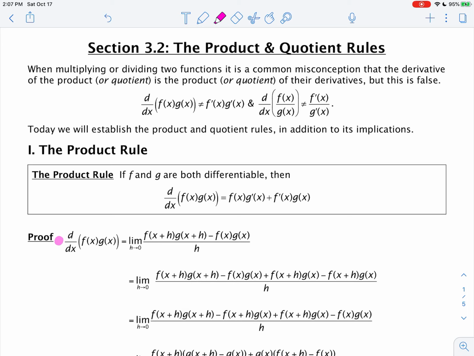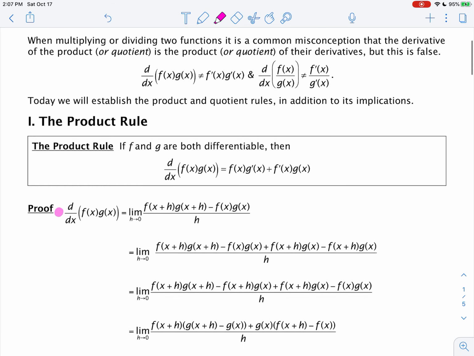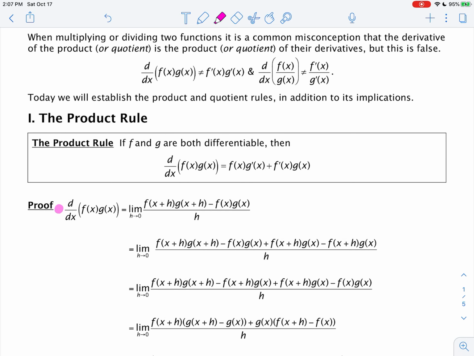And this is an interesting, neat proof that requires some innovative algebraic manipulations. So in this very second step, we are just adding and subtracting the same values. That is f of x plus h times g of x, and then we're also subtracting that f of x plus h times g of x. And then in the very next step, we're just rearranging the terms, and we're allowed to rearrange terms as long as we continue to add what we're adding and subtract what we're subtracting. And so we're just moving this item here to here.